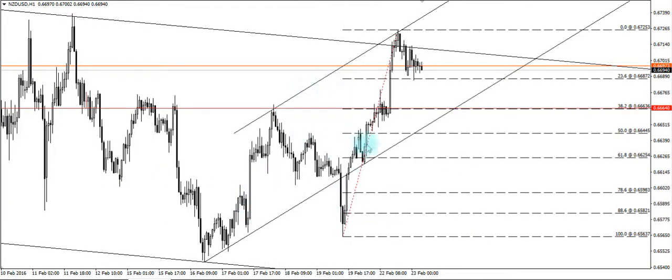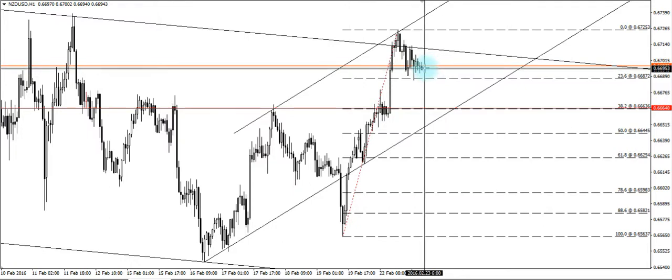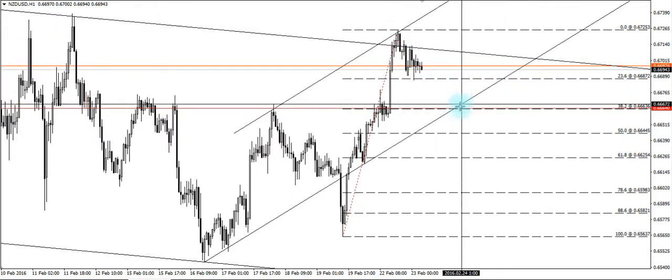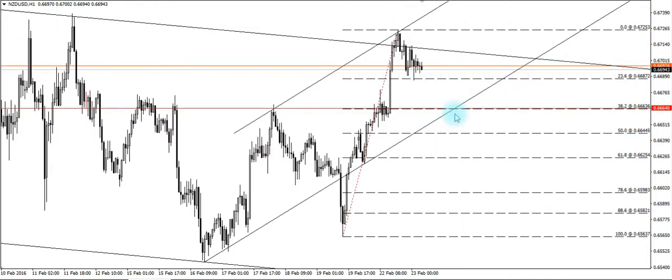So this channel itself is still pretty much valid, and therefore we are looking for an opportunity to go for the buy as the price begins to retrace towards the bottom of the rising trend channel at the support, or rather again a resistance and support level at the price of 0.6664 and at the retracement level of 38.2%. So let's wait for the price to retrace for the buy opportunity for the New Zealand dollar against the US dollar.